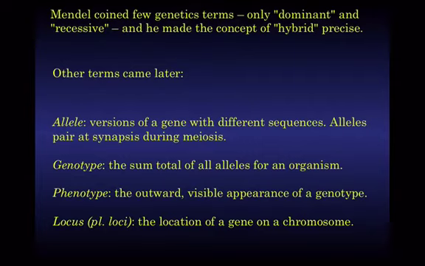A genotype is the sum total of all alleles that an organism has, and the outward visible appearance of that genotype is called the phenotype. Locus is a term that describes where a gene is on a chromosome, although it's often synonymous with gene. We could say something along the lines of an organism has this particular allele at this locus, although we could also say this particular allele at this gene. They're roughly synonymous, but it refers to the location of a gene on a chromosome.